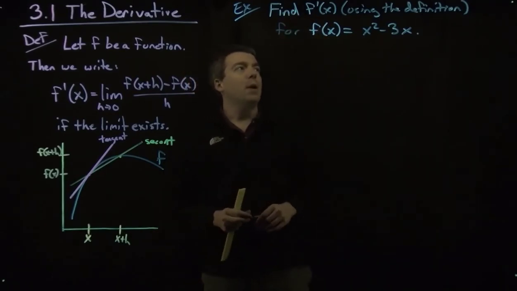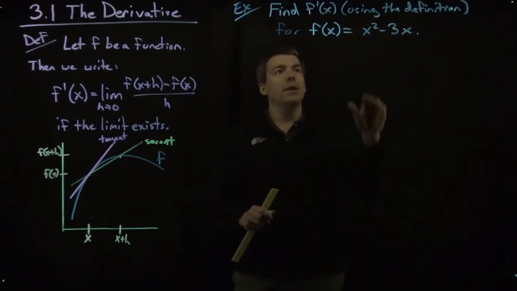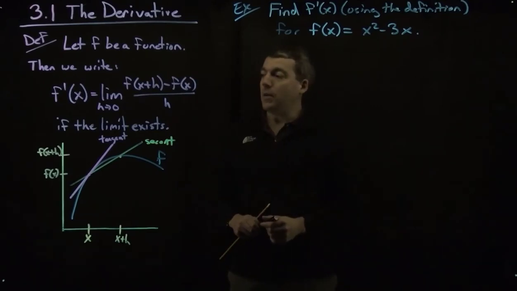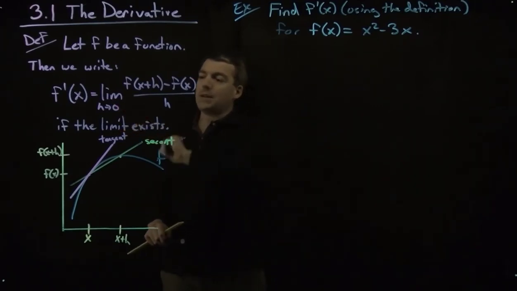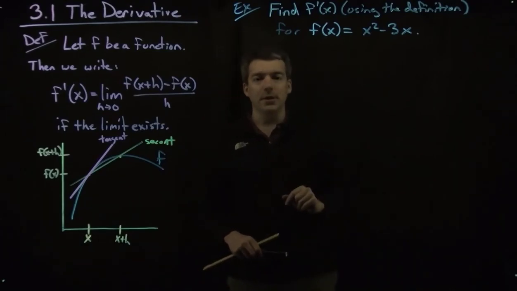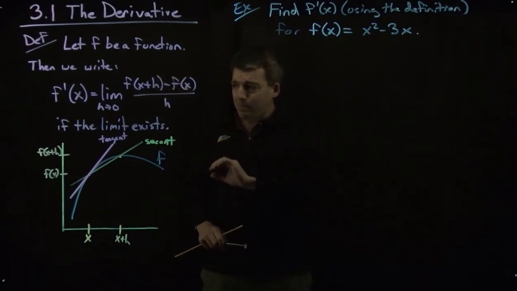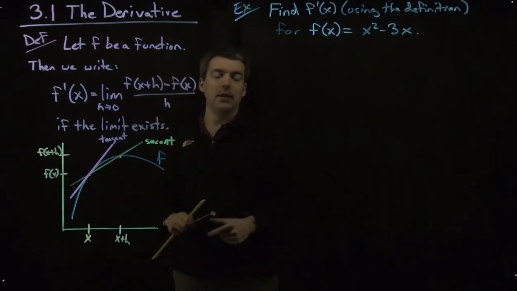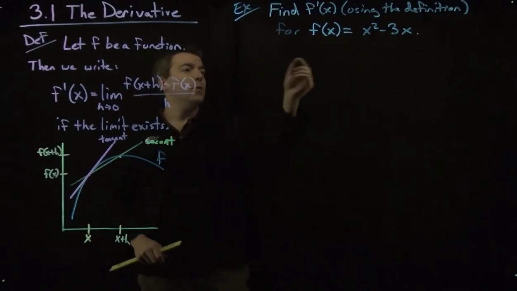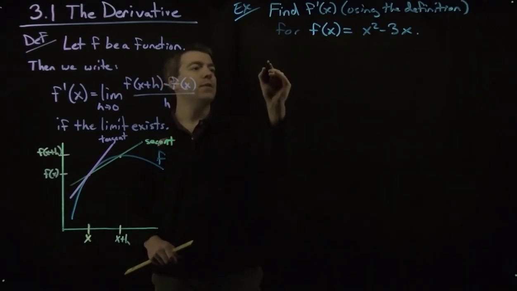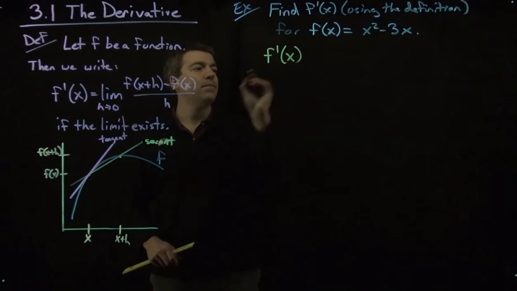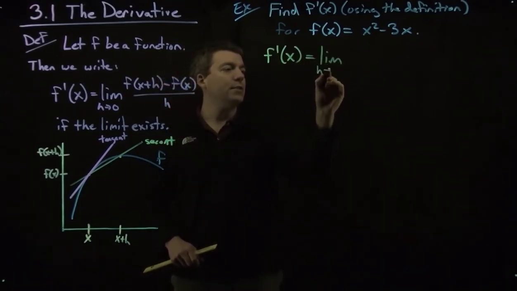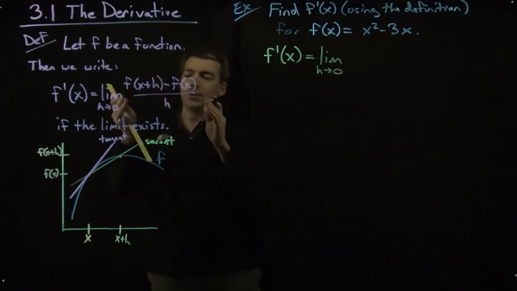So we're going to find f prime of x, using the definition, for f of x equals x squared minus 3x. We know we have to find the limit of the difference quotient for this function. So let's set this up. Work out the difference quotient, and then we'll apply the limit. We'll start with f prime of x equals the limit as h goes to 0 of the difference quotient right here.